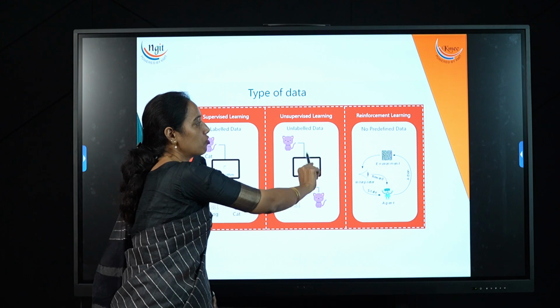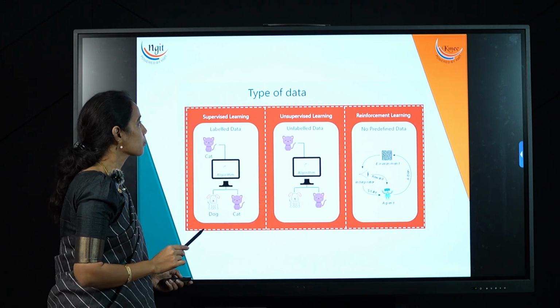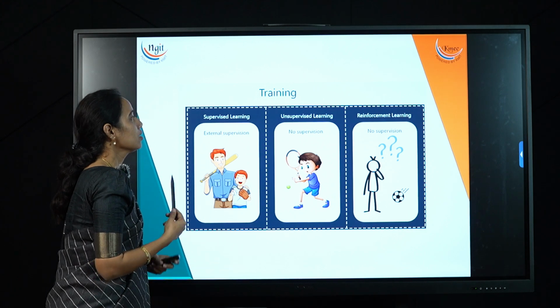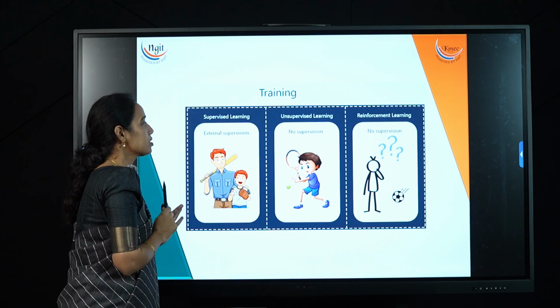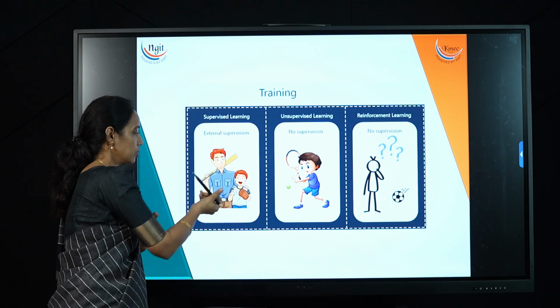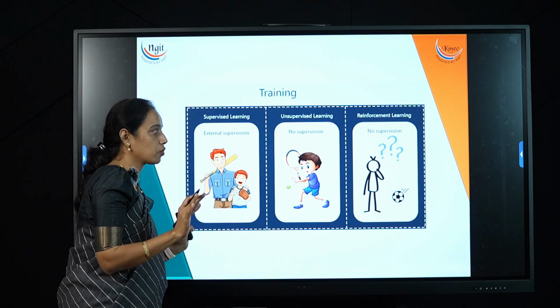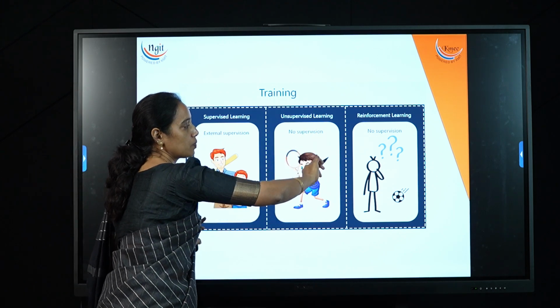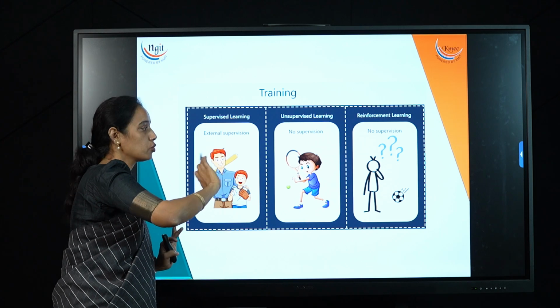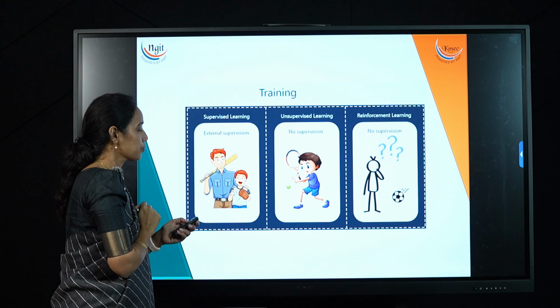So this is different. There will be no predefined data. It comes to the reinforcement learning. Next, training. Coming to training, supervised learning, yes, definitely we require the external supervision. Whereas coming to the unsupervised learning, no supervision is required. And even coming to the reinforcement learning also, no supervision, just the trial and error method it will use in reinforcement learning.